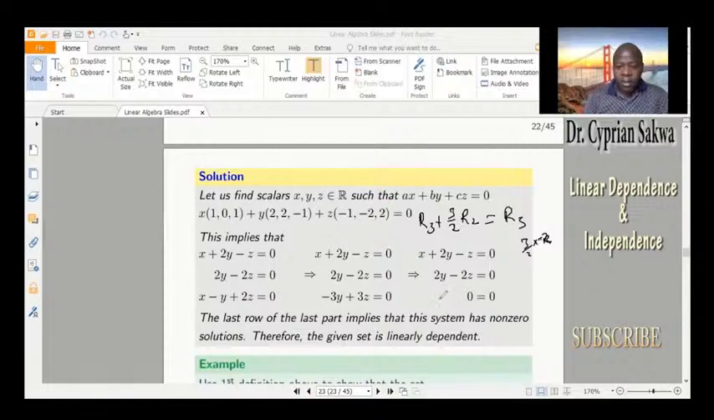Now, what does this mean? This means that the system that we had here has solutions. That is what this last row implies. Since we have 0 equals 0, it means that this system has solutions, and the solutions are non-zero. And so that means our scalars x, y, z exist, and they are non-zero, and therefore our vectors are linearly dependent.